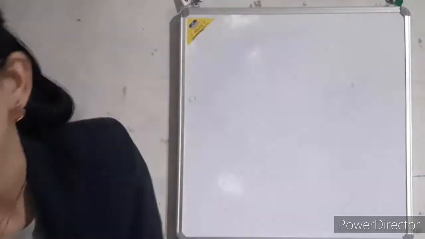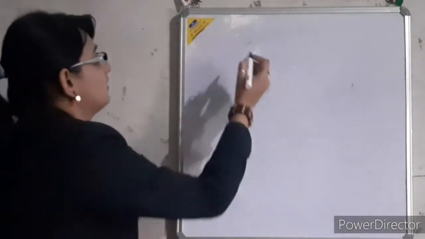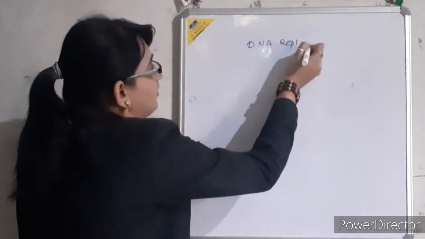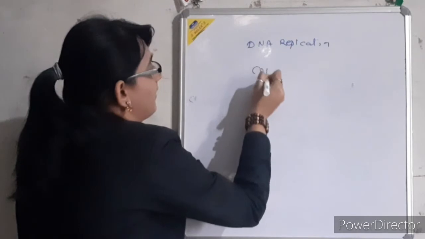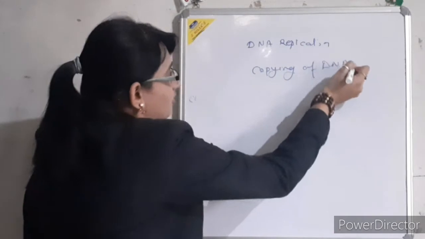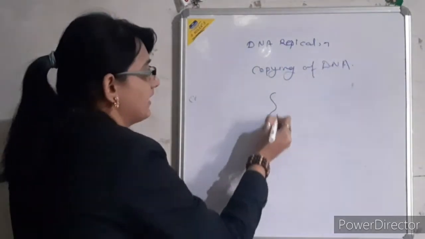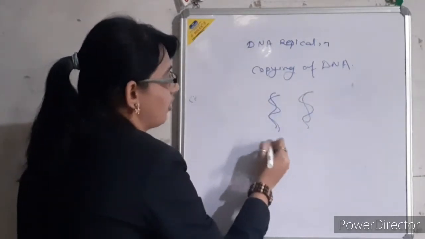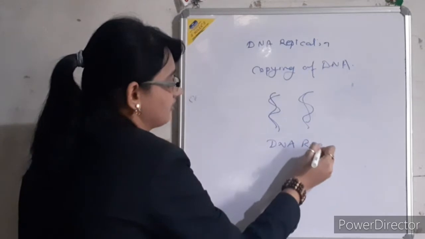This DNA replication has variable progressive methods, variable types, in every organism. So we will start with the types of replication. DNA replication means copying of DNA. Suppose this is DNA, it makes its own copies, and this is called DNA replication.